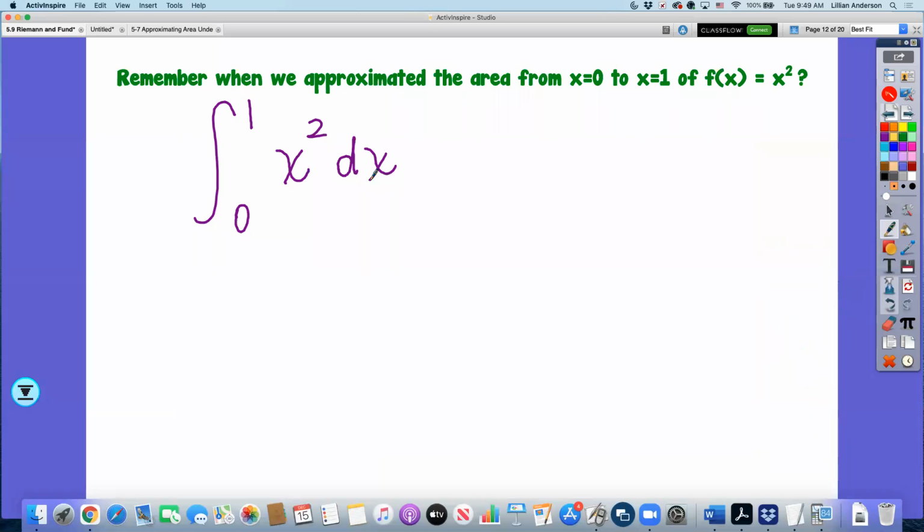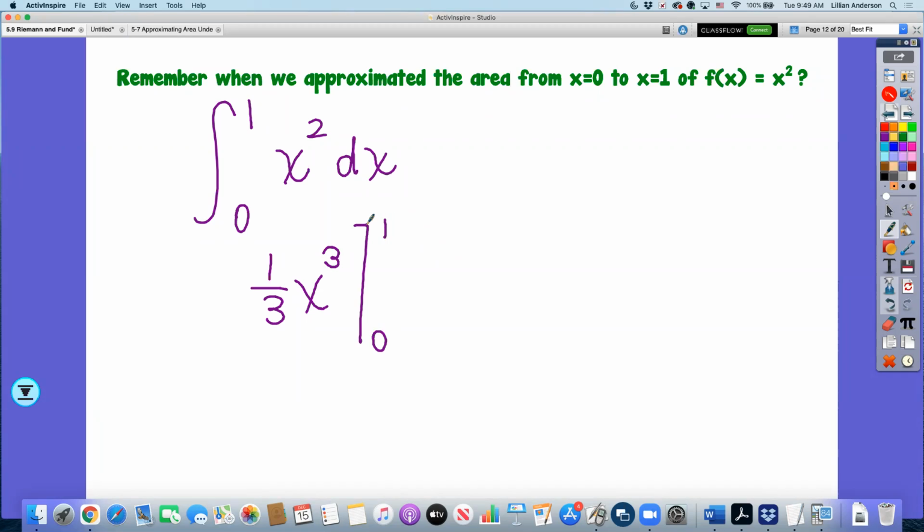What's the antiderivative of this function? Then it will be 1/3 x cubed. 1/3 x to the third. With the definite integrals, we don't have to worry about the plus c. So that's the first thing we do. We find the antiderivative. Then we plug in our bounds.